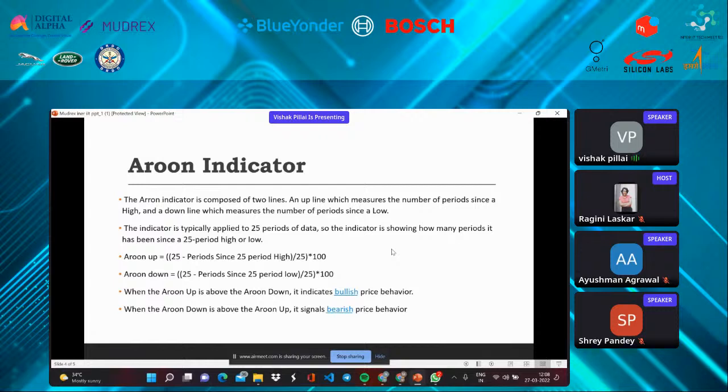Sir, it is composed of two lines. First is the Aroon up line, which measures the number of periods since the high, and the number of periods since the low, which is the Aroon down line. It is typically applied on 25 periods of data. When the Aroon up line is above the Aroon down line, it shows bullish behavior, and when Aroon down is above the Aroon up line, it shows the bearish behavior of the market trend.